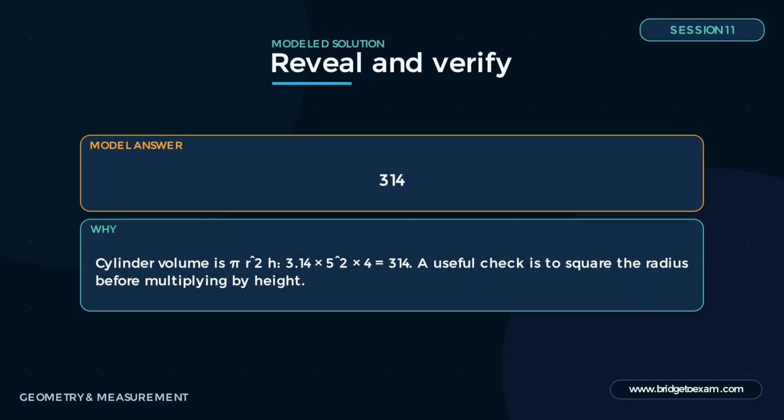The model answer is 314. Cylinder volume is pi r squared h. 3.14 times 5 squared times 4 equals 314. A useful check is to square the radius before multiplying by height. Use this coaching check as well. Separate the work into two labeled lines, base area and volume, so the squared radius is not forgotten.